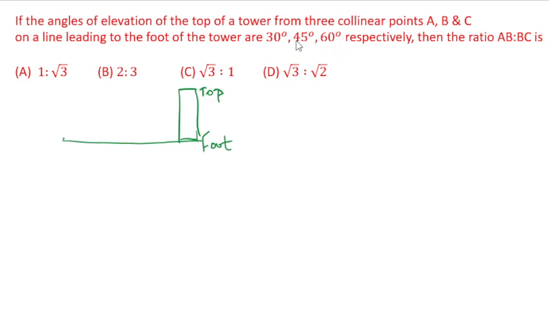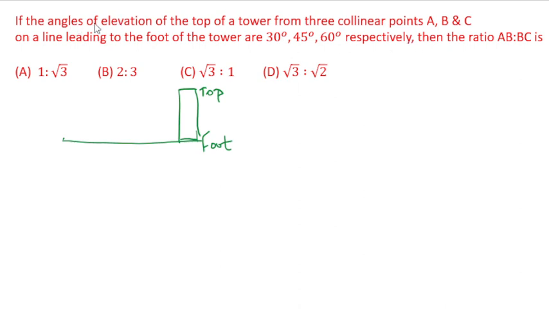So they are speaking about the angles of elevation. The angle of elevation from the point A is 30 degrees, from the point B is 45 degrees, and from the point C is 60 degrees. This is the concept of the word respectively: we are assigning the first thing to the first one. So these are all the given things.